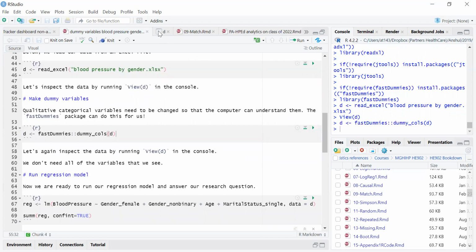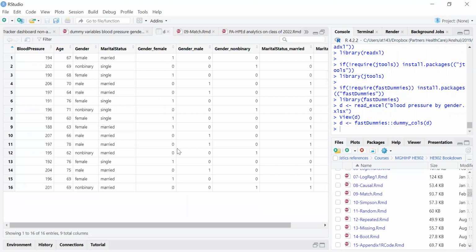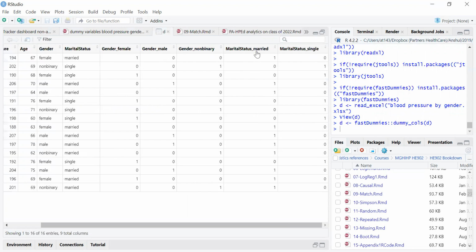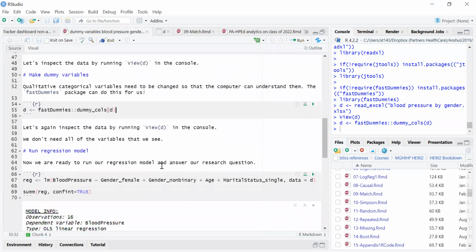And let's look at our data again. It's still open here. And there we are. We've got our 3 dummy variables for female, male, non-binary. And we also have dummy variables for marital status, because that's another qualitative variable from our original data right here, which the computer won't be able to understand unless we put it into dummy variables. All right, so let's go back to our code.